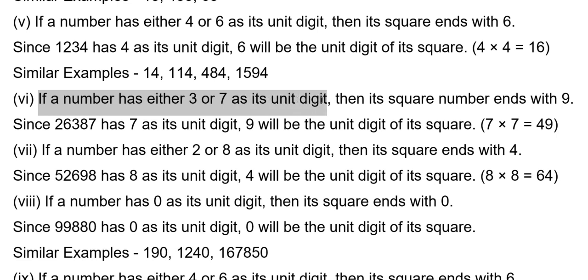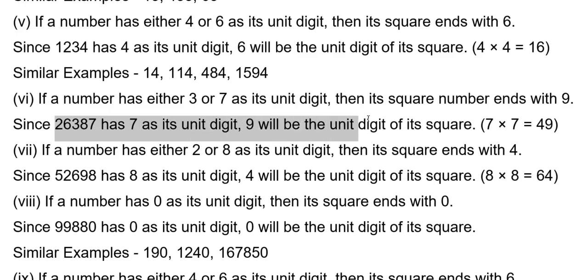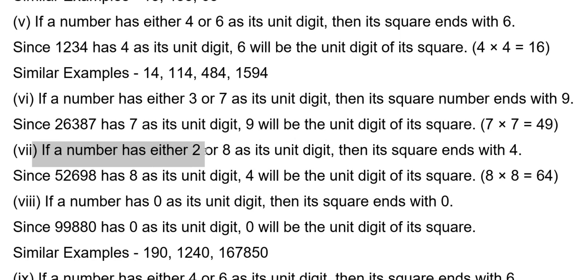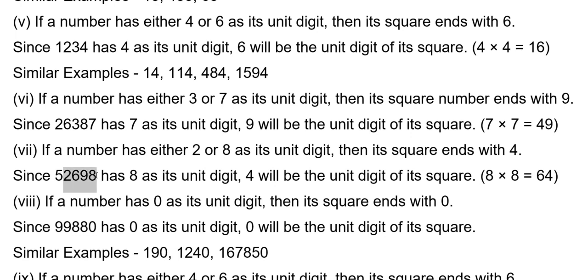Sixth one: if a number has either 3 or 7 as its unit digit, then its square ends with 9. Since 26,387 has 7 as its unit digit, 9 will be the unit digit of its square. 7 sevens are 49. Seventh: if a number has 2 or 8 as its unit digit, then its square ends with 4. Since 52,698 has 8 as its unit digit, 4 will be the unit digit of its square. 8 eights are 64.